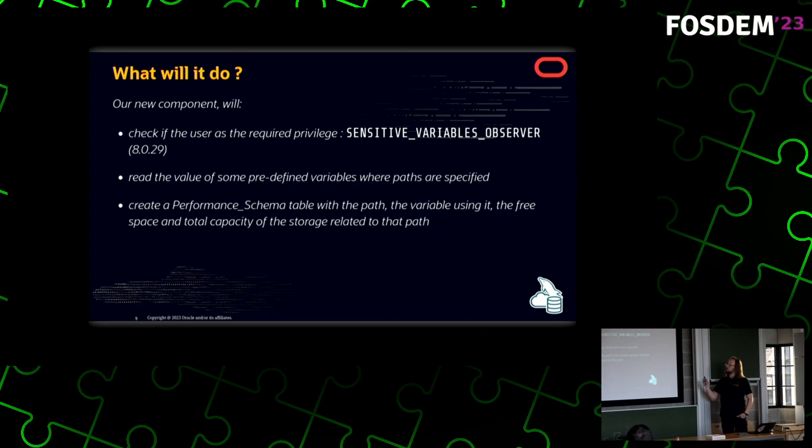Then we're going to read the value of some predefined variables on the server, extract the path from it, and then create a performance schema table with the path that we extracted from this variable, and see if there is free space and how much space has been used on the storage related to the path. It's simple, but it can be very useful, as you don't need to have access as a DBA to the file system to check that.